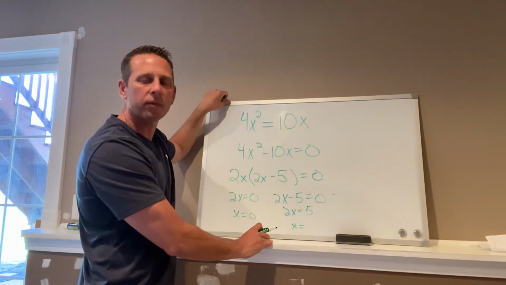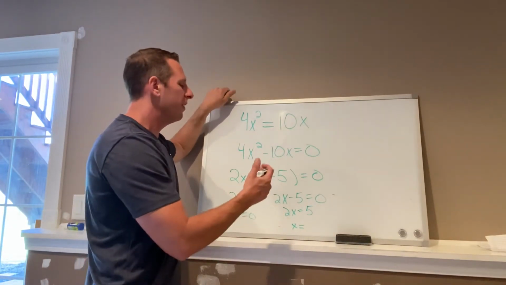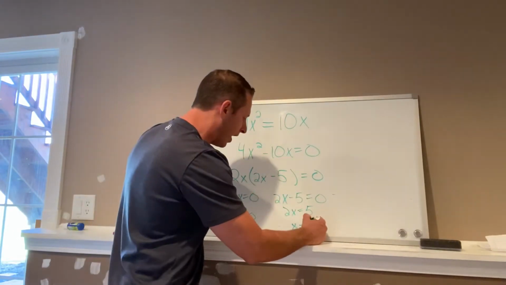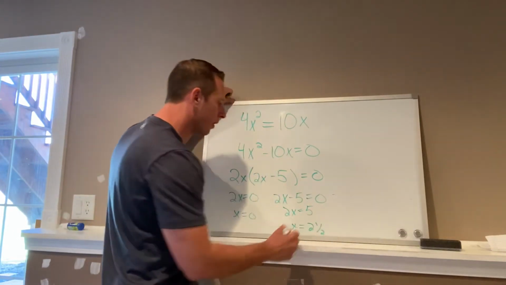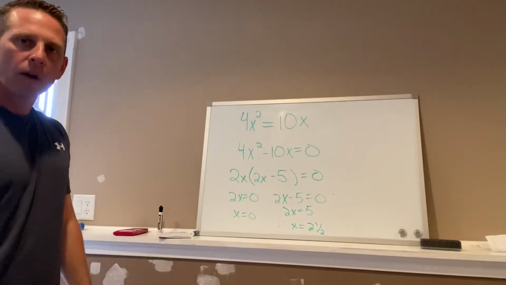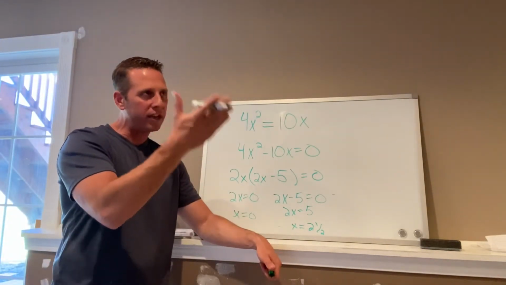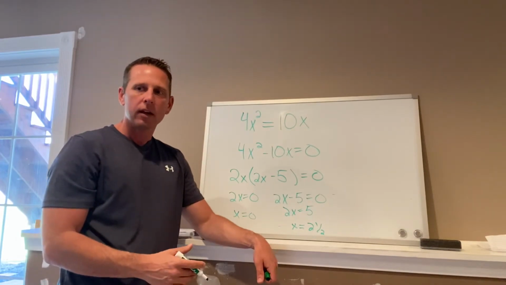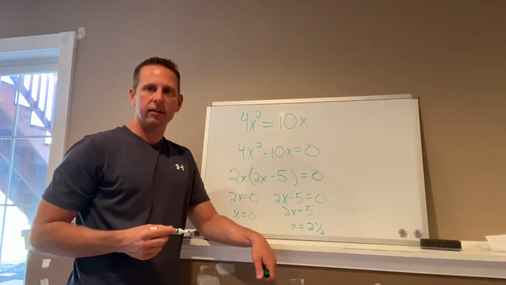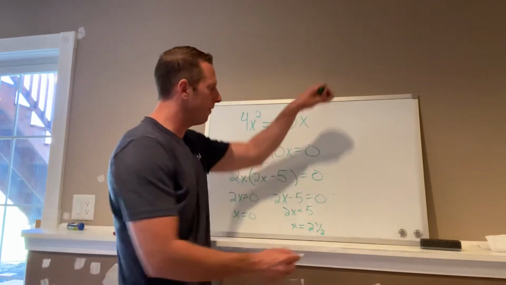I must have done something wrong. Fractions are numbers. 5 divided by 2 is 2.5. Remember back in the day when we were graphing and we were having to estimate where the x-intercept was? That's the x-intercept, 2.5. We don't have to estimate.